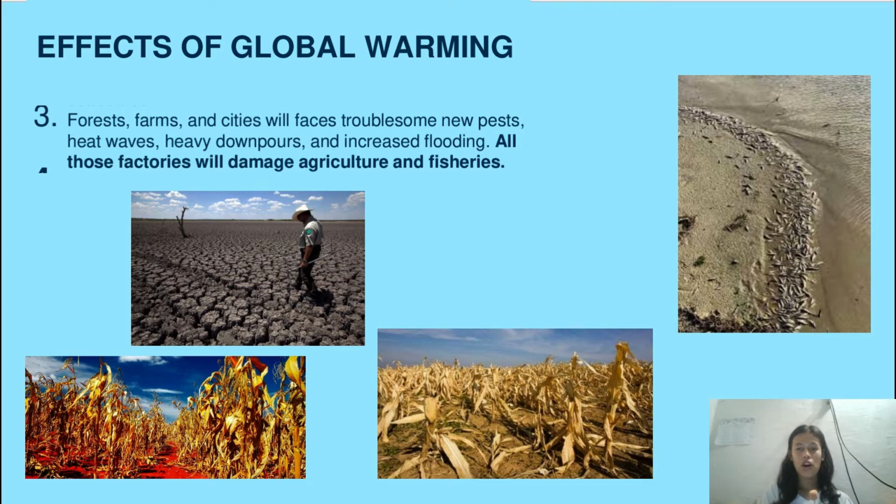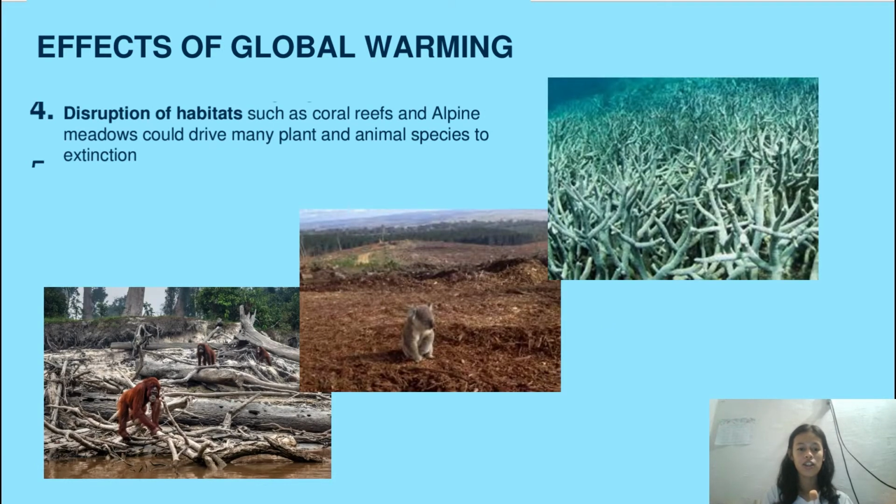So as global warming is increasing and the climate changes fast, it will affect many basic necessities like agriculture and fishery, which are also the main source of our food security. Number 4 next is disruption of habitat, such as coral reefs and alpine meadows, which could drive many plant and animal species to extinction.